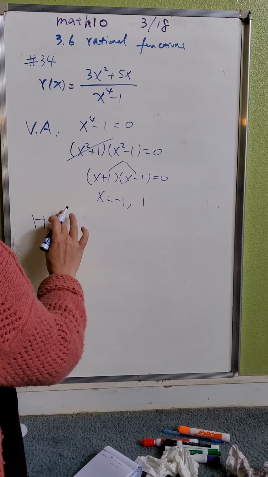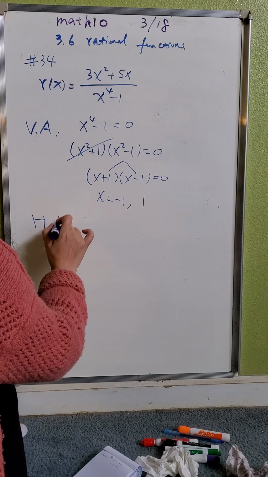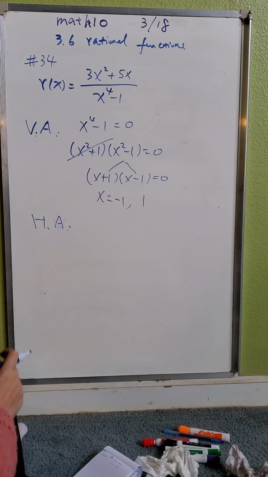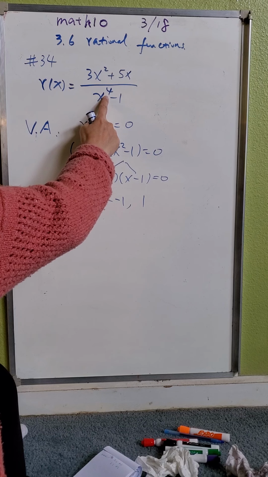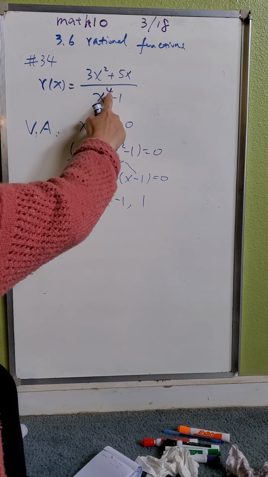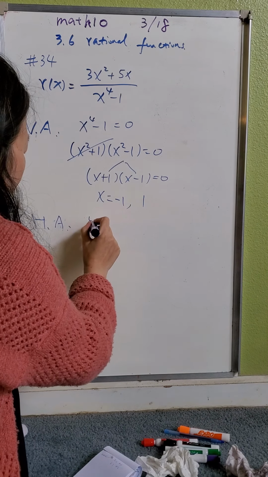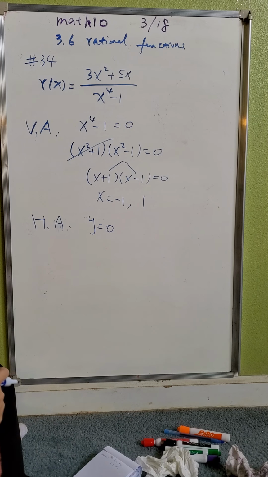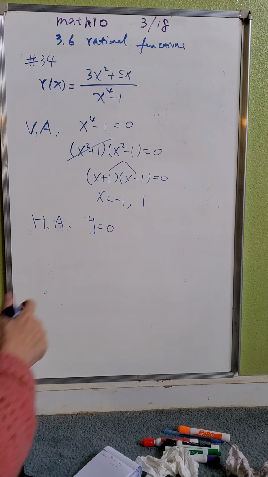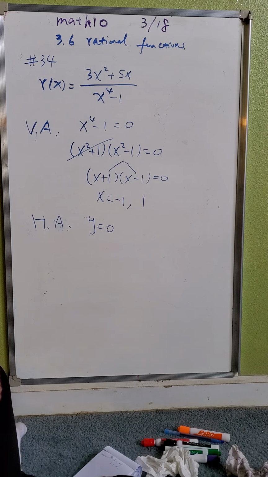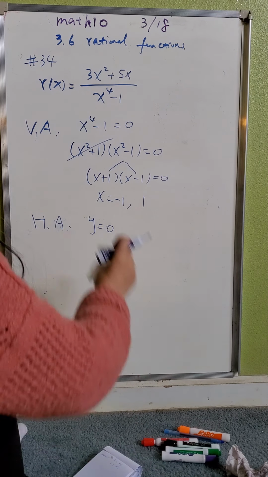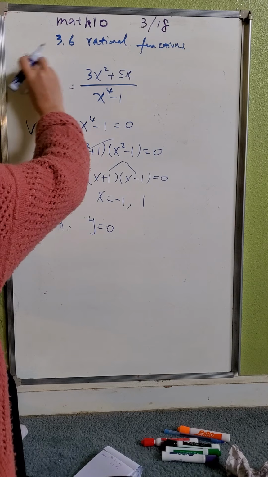Horizontal asymptote. Now look at it. The degree on top is 2, the degree on the bottom is 4. So 2 is less than 4. Therefore y equals 0 is the horizontal asymptote. If you have a horizontal asymptote, you do not have a slant asymptote, so you can just stop like that. So that's problem number 34.